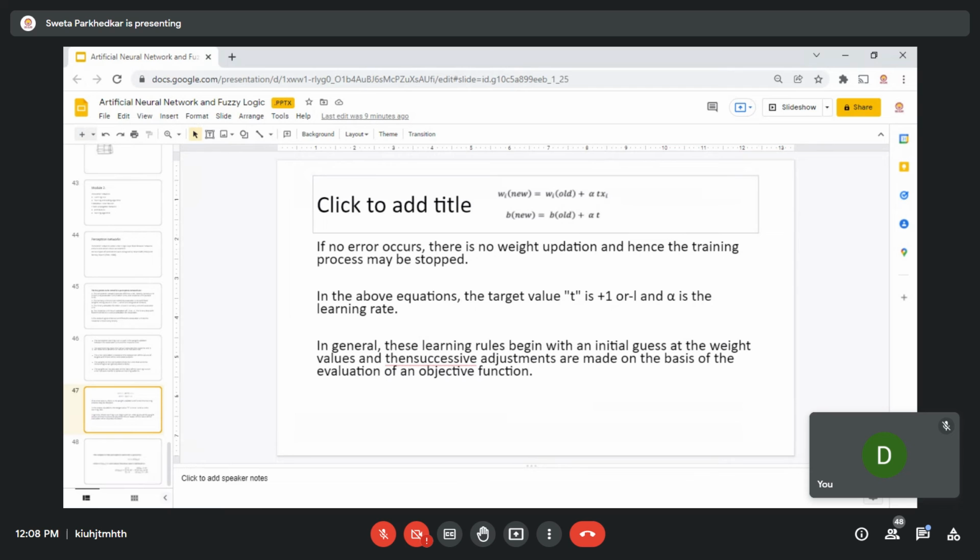So what is the value of t? t is the target value. It can be either +1 or -1 and alpha is the learning rate. ठीक है, तो ये सब हमारे एल्गोरिदम में हमको अपडेट करना पड़ता है.